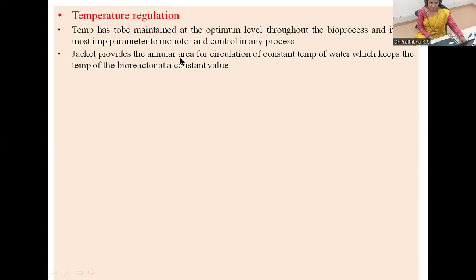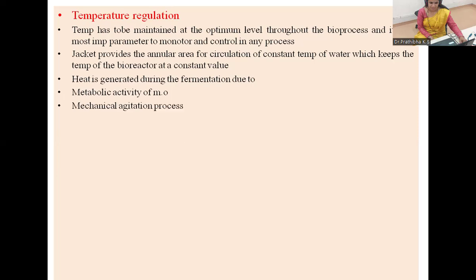The jacket provides the annular area for circulation of constant temperature water, which keeps the temperature of the bioreactor at a constant level. Cooling jacket and heating jacket will be provided in the fermenter vessel, and the heat is generated during the fermentation due to the metabolic activity of the microorganisms. Sometimes the temperature will be generated in the fermenter vessel due to the metabolic activity, and also the mechanical agitation process may produce heat.